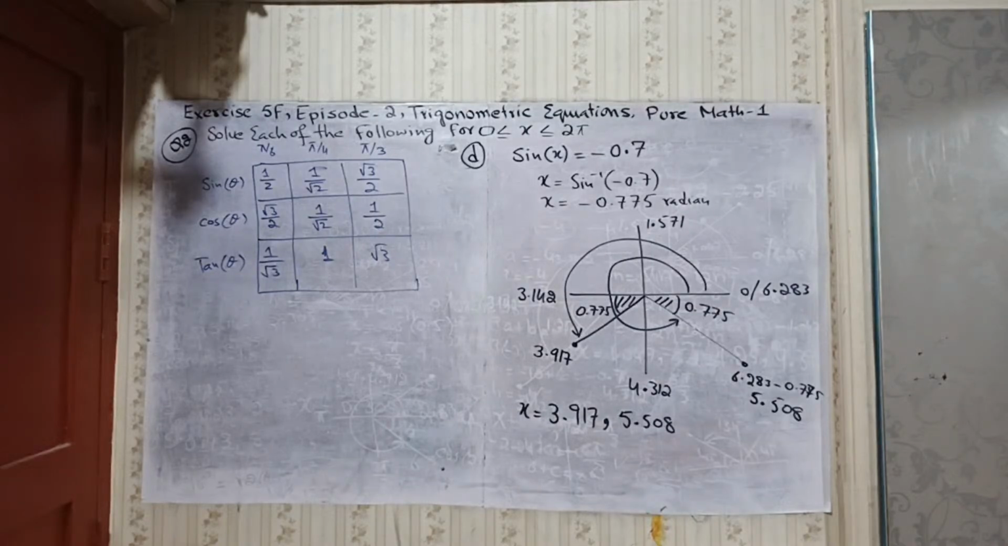Our answer is also 3.92, so our answer is right. And the other answer, which is in the fourth quadrant, is 5.51. Our answer is 5.508, so it's 5.51. Yeah, so our answers are right. So this is how you will do the D part of question number 2.